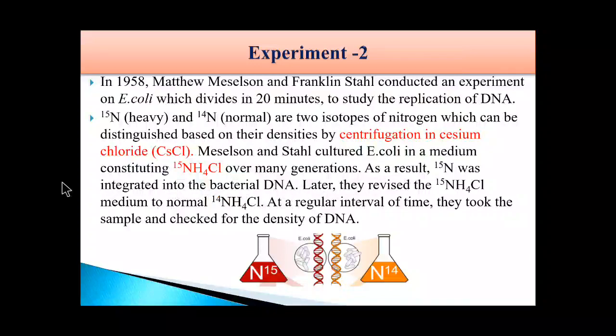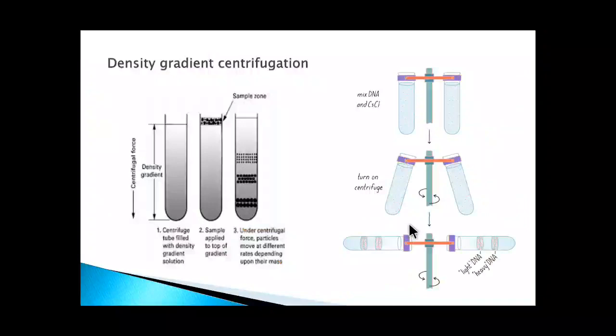Now, later what did they do? Later they transferred the bacteria from the N15 ammonium chloride medium to a medium with normal ammonium chloride, that is N14. Now, the bacterial cells contained N15 and were transferred to the medium containing normal nitrogen, that is N14. At regular intervals of time they took samples and checked for the density of the DNA. So this is the density gradient centrifugation. And this tested the presence of heavy DNA and normal DNA.